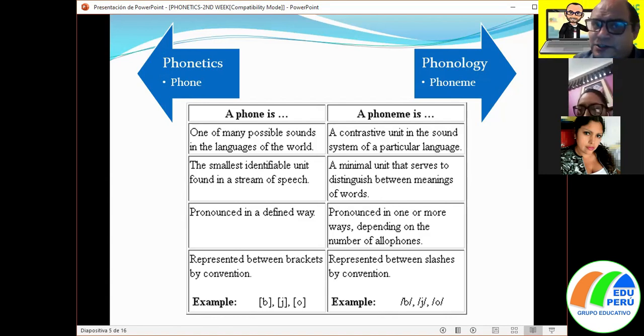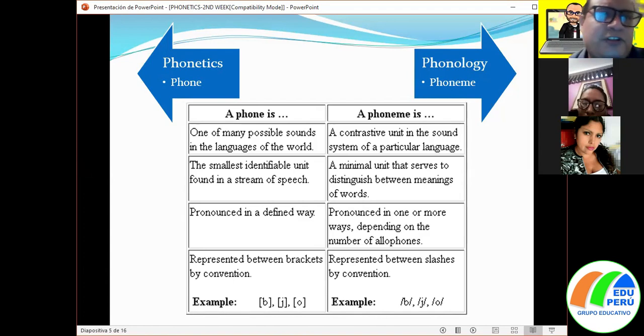And notice, these two different physical ways are called phones, and at the same time they are called allophones. That's why it says that depending on the number of allophones, a phoneme could be pronounced in different ways. But on the other side, a phone is just one. You have just one pa with aspiration, then you have the pa with no aspiration. You cannot divide this sound into more. This is the only one. That's why it says a defined way.